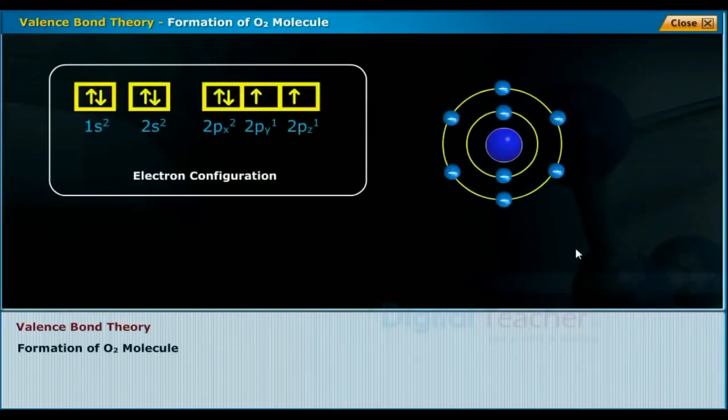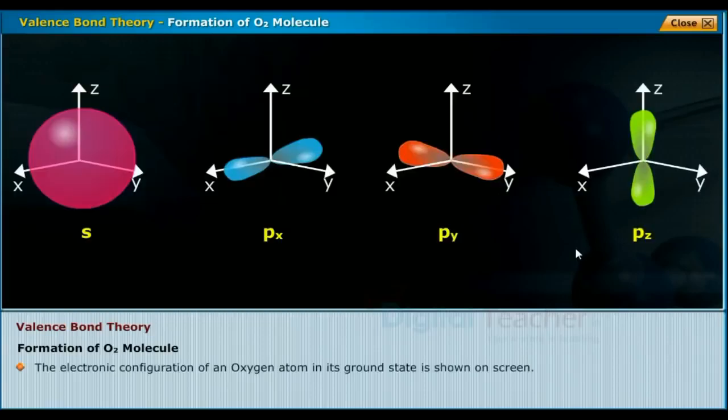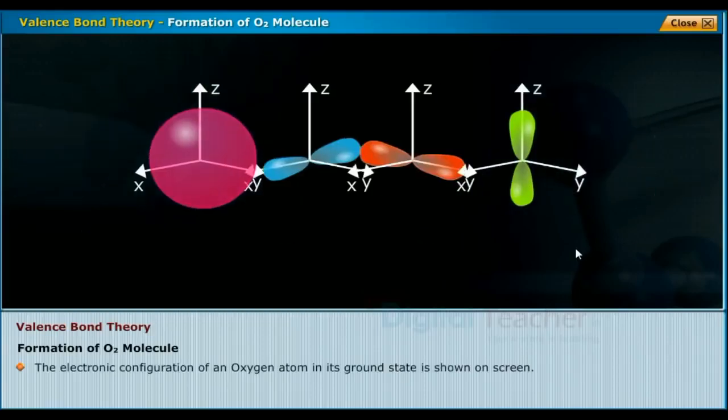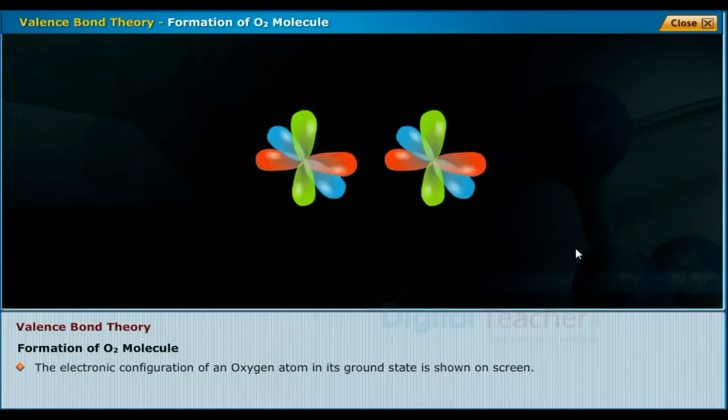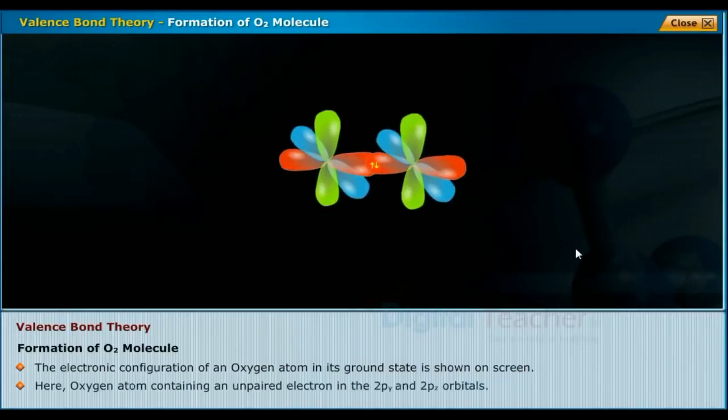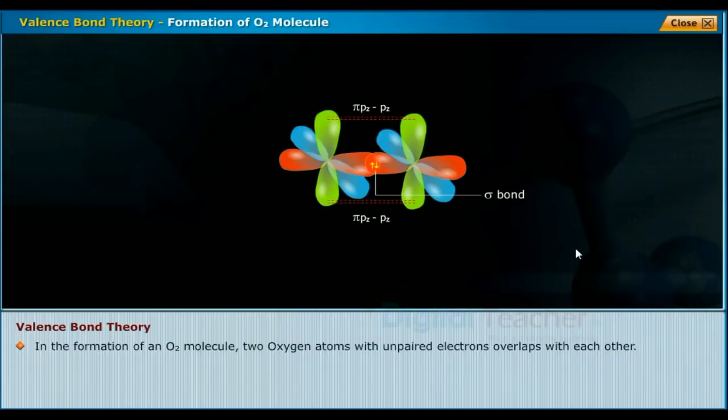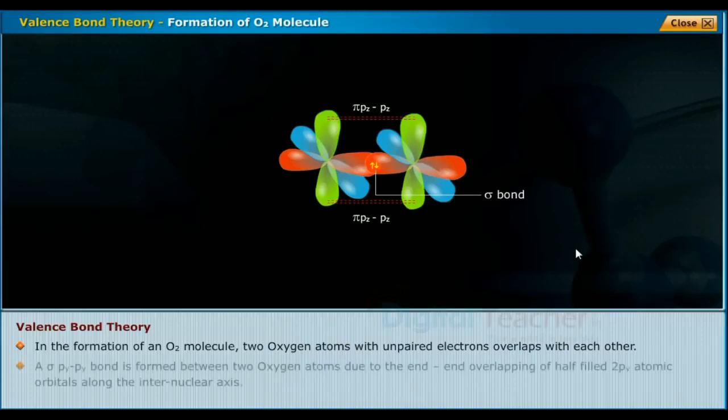Formation of oxygen molecule. The electronic configuration of an oxygen atom in its ground state is shown on screen. Here, the oxygen atom contains an unpaired electron in the 2py and 2pz orbitals. In the formation of an O2 molecule, two oxygen atoms with unpaired electrons overlap with each other.